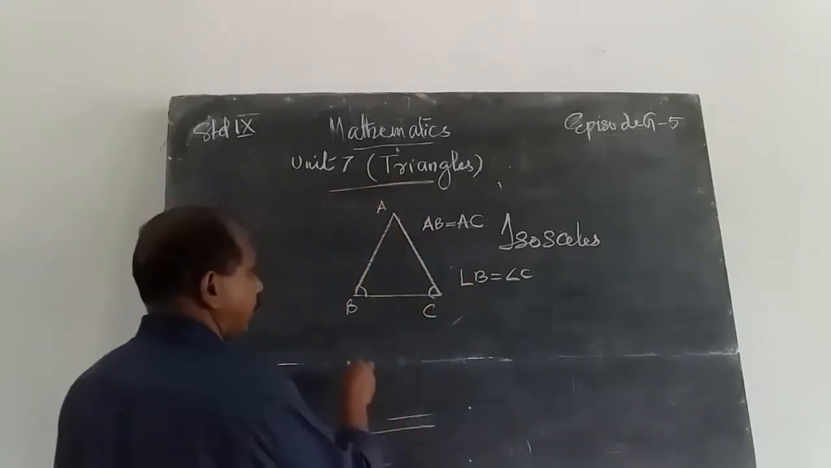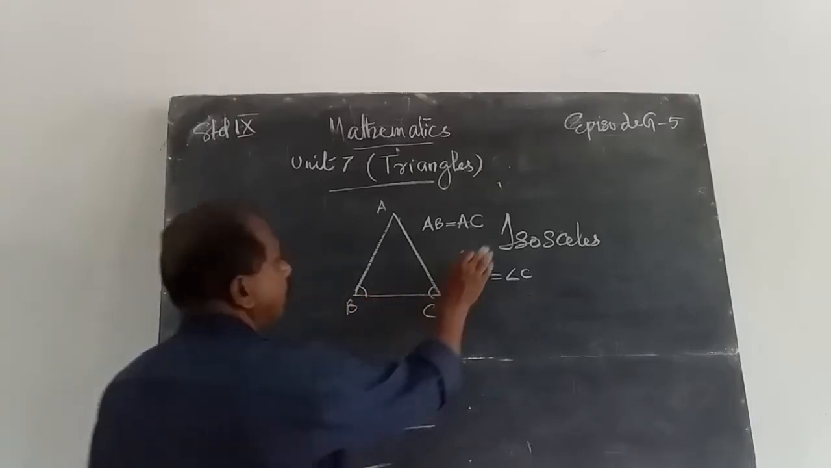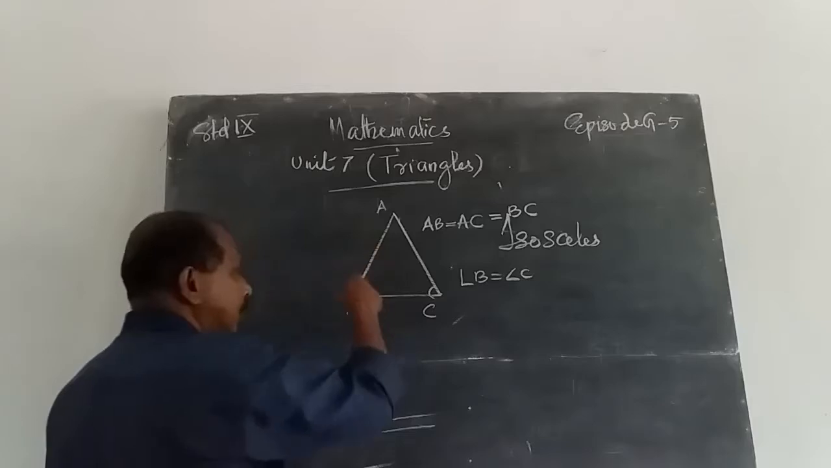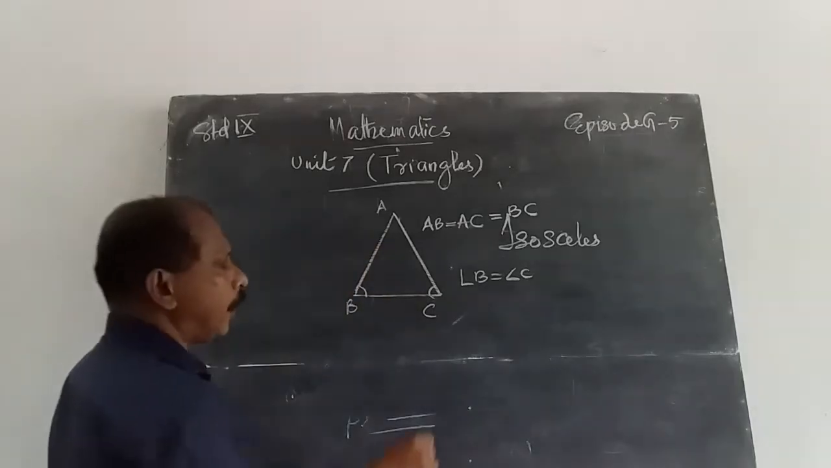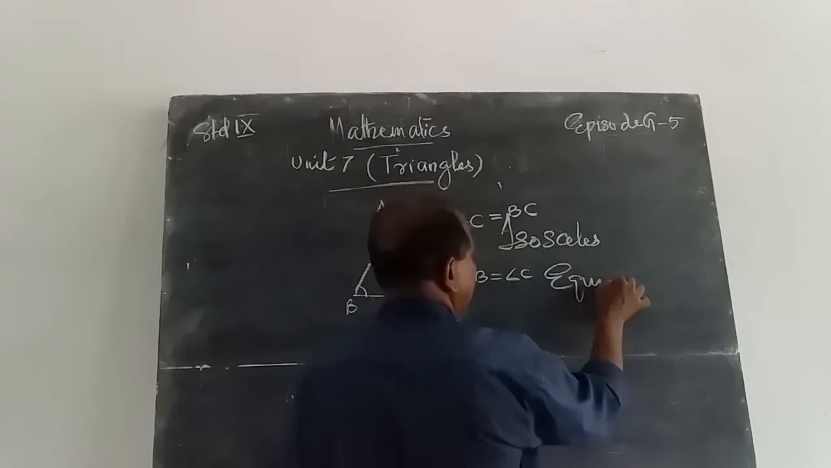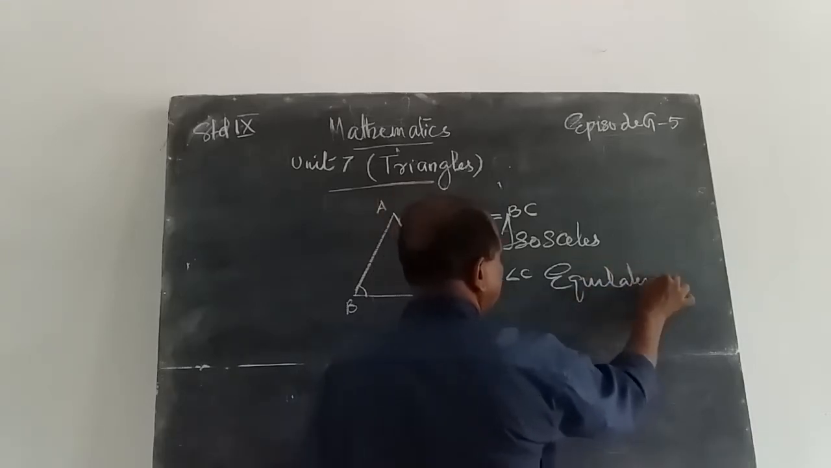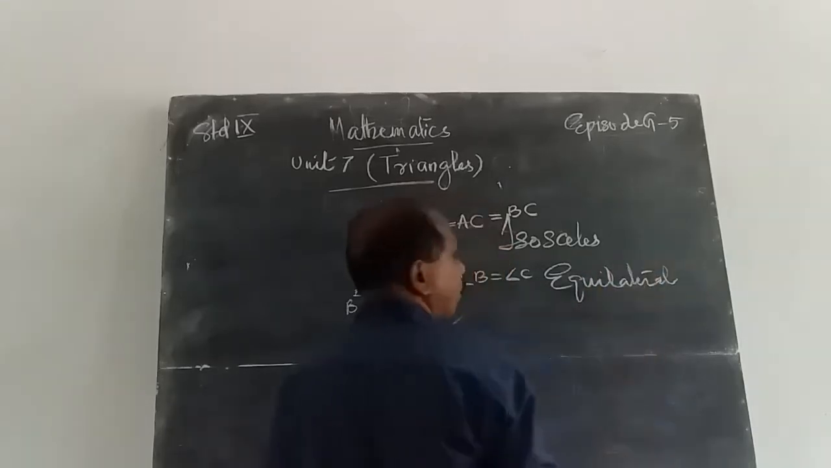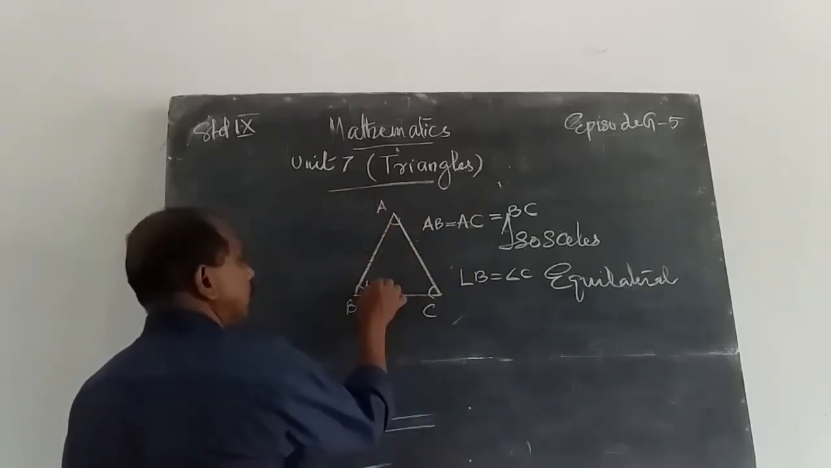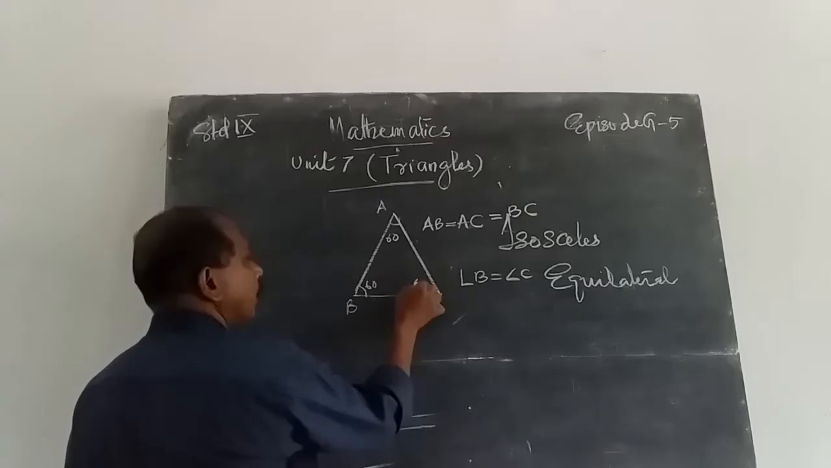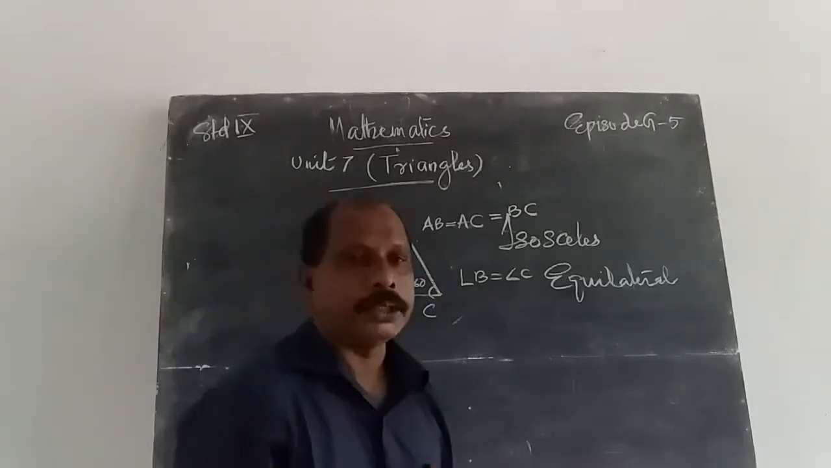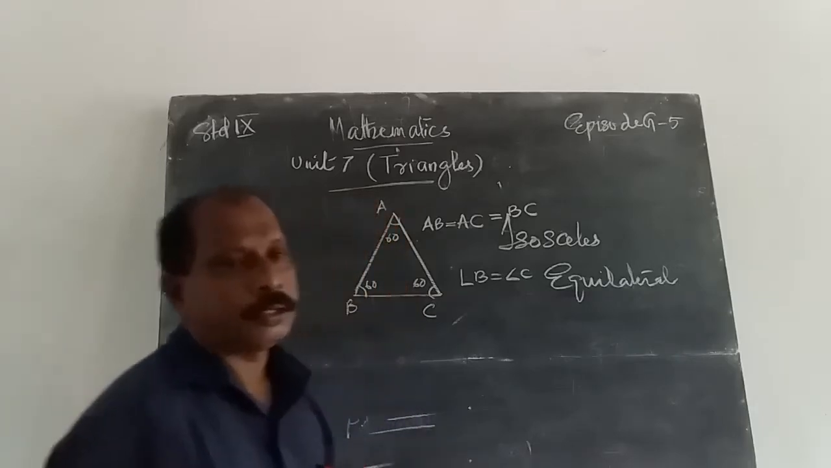But there is another triangle, that is ABC, where AB is equal to AC is equal to BC. That means these three sides are equal. That triangle is known as equilateral triangle. Therefore, each angle is equal to 60 degrees. Equilateral triangle means all sides are equal.